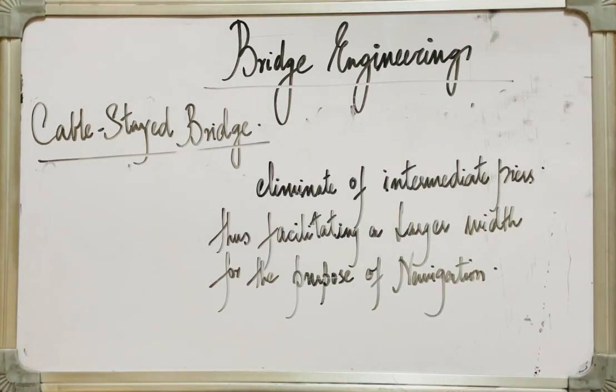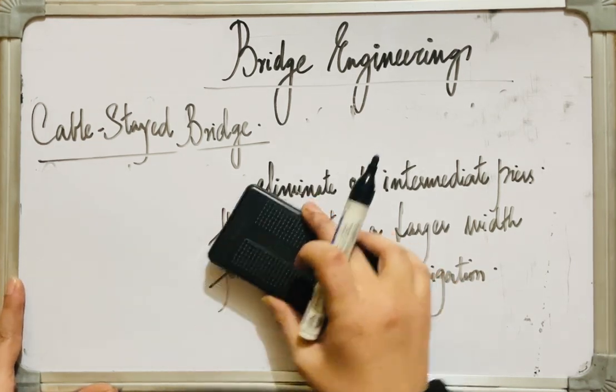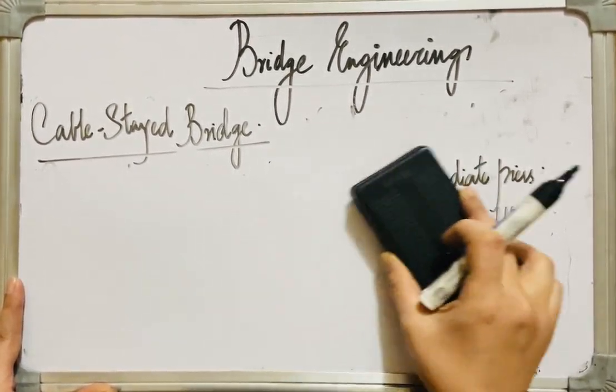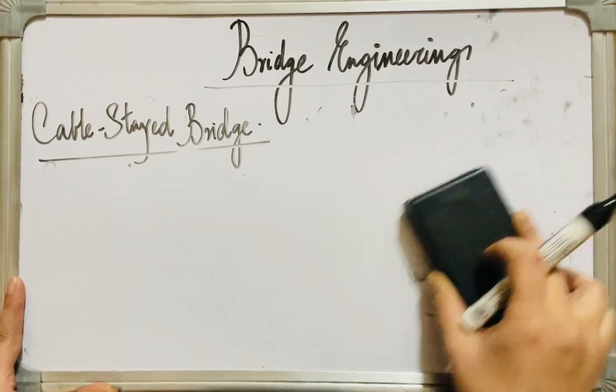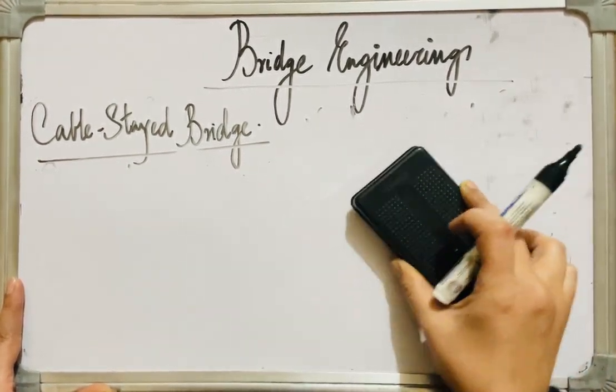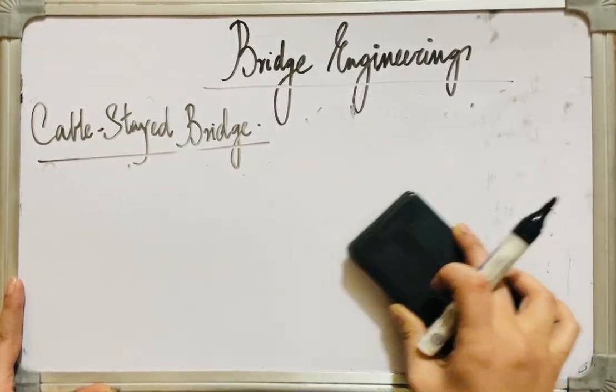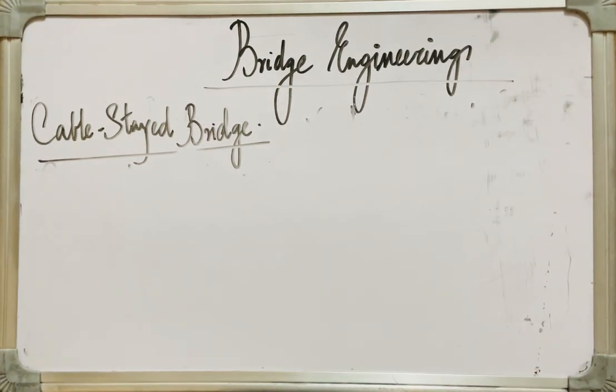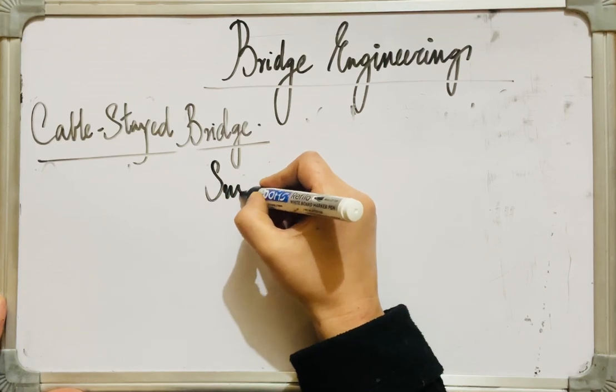All right, so this is the essential function of a cable tower system, that the need for intermediate piers is eliminated. We can go on creating longer spans, thus we are facilitating a larger width for the purpose of navigation. All right, the cable stayed bridge is also similar to a suspension bridge, except the fact that there are no suspenders in the cable stayed bridge.